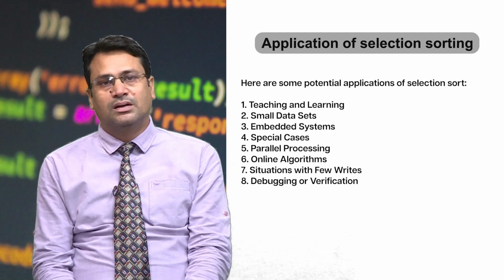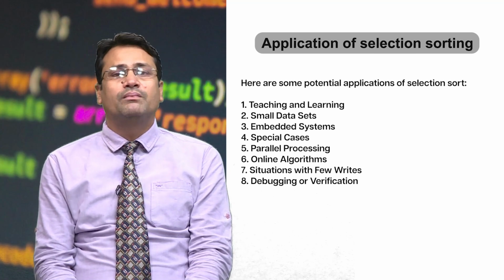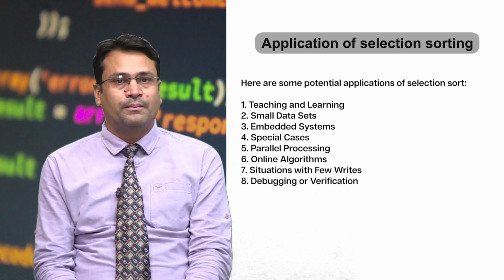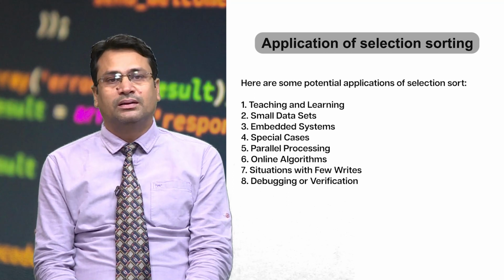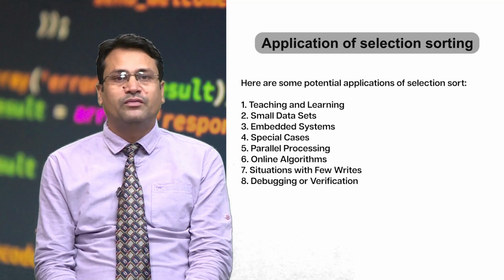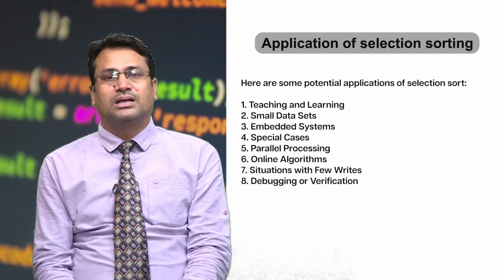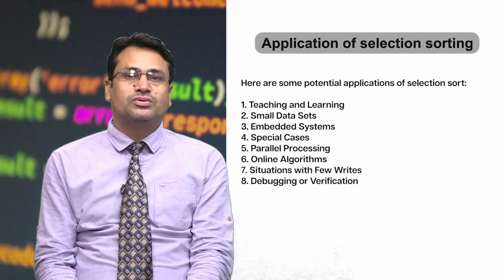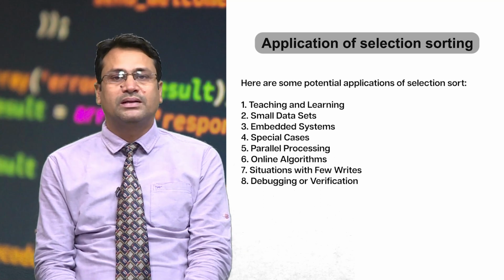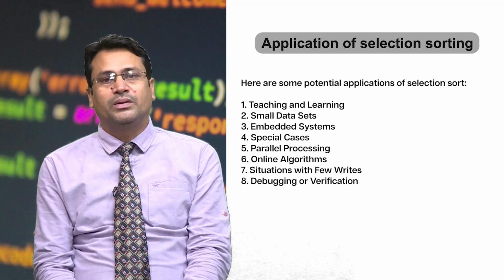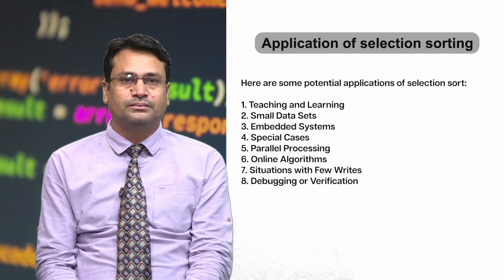The next application is situations with few writes. Selection sort performs a relatively small number of swaps compared to other sorting algorithms. If minimizing data movement is more important than the comparison operations, then selection sort might be preferred. The next application is debugging or verification. Selection sort is easy to implement and can be used as a reference or baseline for verifying the correctness of more complex sorting algorithms. It can help ensure that your more advanced sorting algorithms are working correctly.